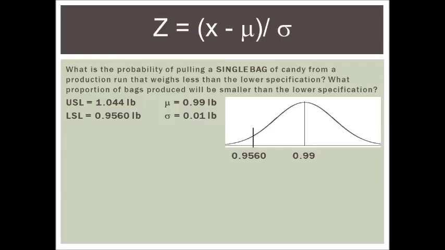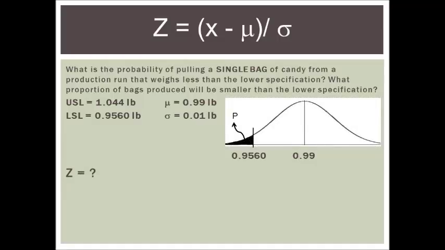All right, so now your picture should look like mine. The next step is to shade the part of the drawing that represents the proportion or the probability that is asked for in the question. So let's reread the question. It says, what is the probability that you'll pull a single bag of candy from the production run that weighs less than the lower specification? So which part of this curve will you shade? I want you to think about that and give it a try, and then I'll show you.